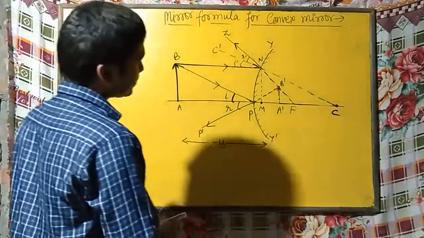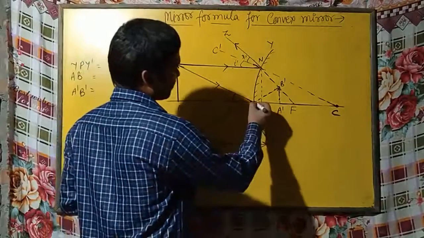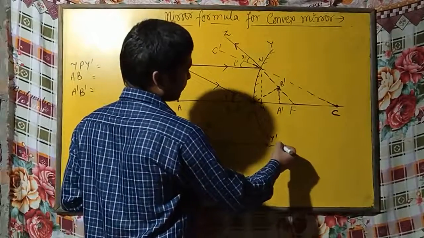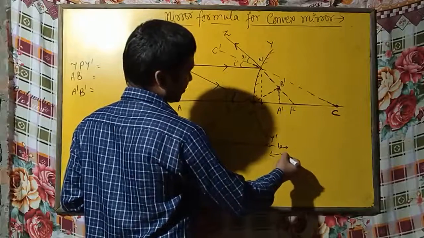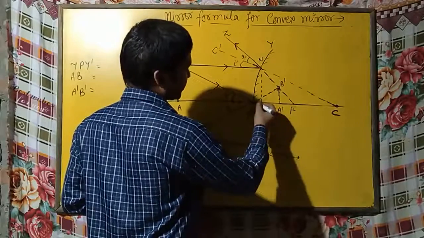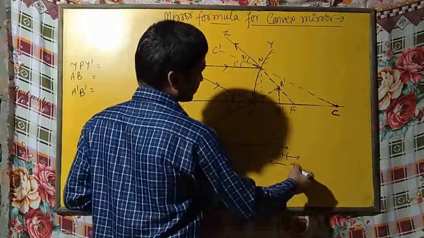So now you can take the distance of the image from this point. This one is v, then the distance of the focus is plus f, and the distance of the radius of curvature is plus R.